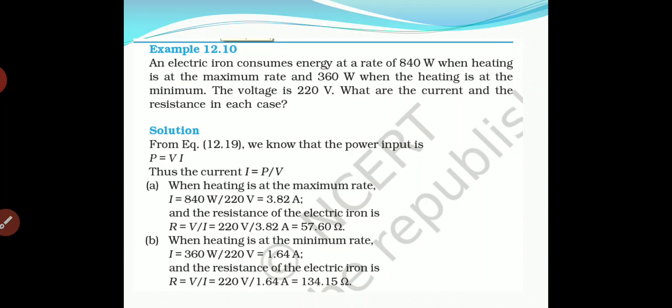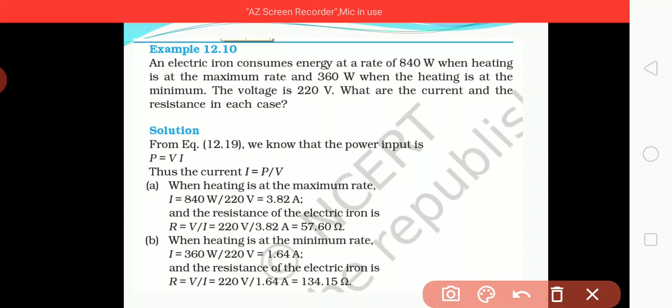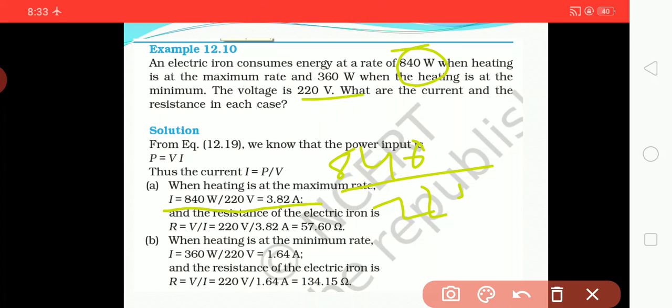Now, an electric iron consumes energy at the rate of 840 watt. We have a formula P is equal to VI. If we take I as current, the subject of the formula is I is equal to P upon V. Now the heating effect at maximum rate will be I is equal to power, which is already given. In place of P we have written 840, and we have substituted 840 upon 220, which is our voltage. So we have got 3.82 as the current.